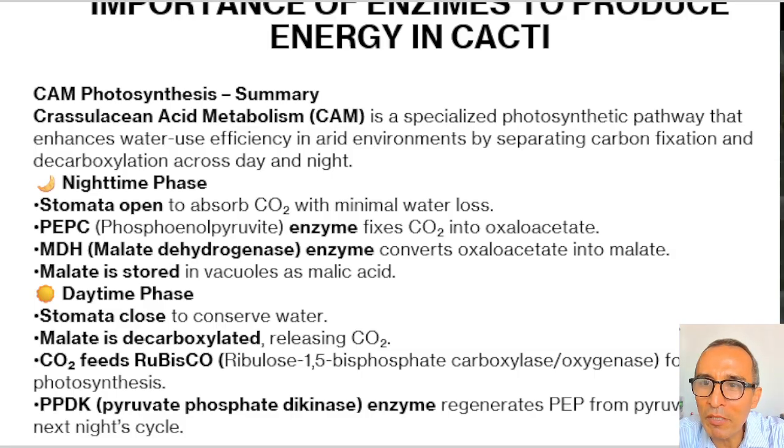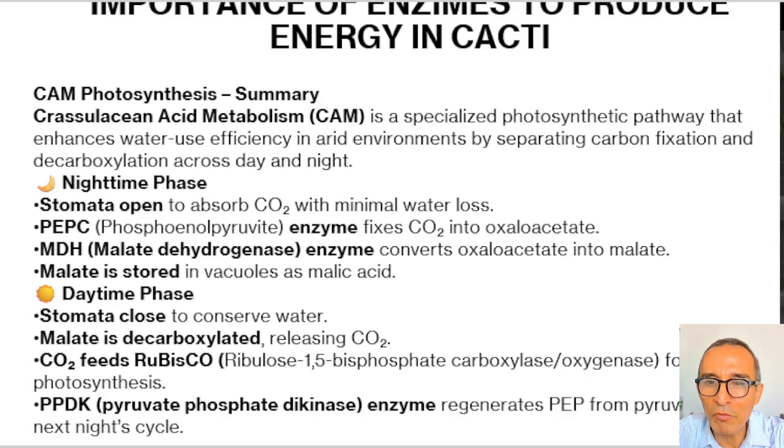Let's see the process as summarized. Crassulacean acid metabolism is a specialized photosynthetic pathway that enhances water use efficiency in arid environments by separating carbon fixation and decarboxylation across the day and night. In the night phase, stomata are open to absorb carbon dioxide with minimal water loss. The phosphoenolpyruvate carboxylase enzyme fixes carbon dioxide into oxaloacetate. The dehydrogenase enzyme converts oxaloacetate into malate. Malate is stored in vacuoles as malic acid.